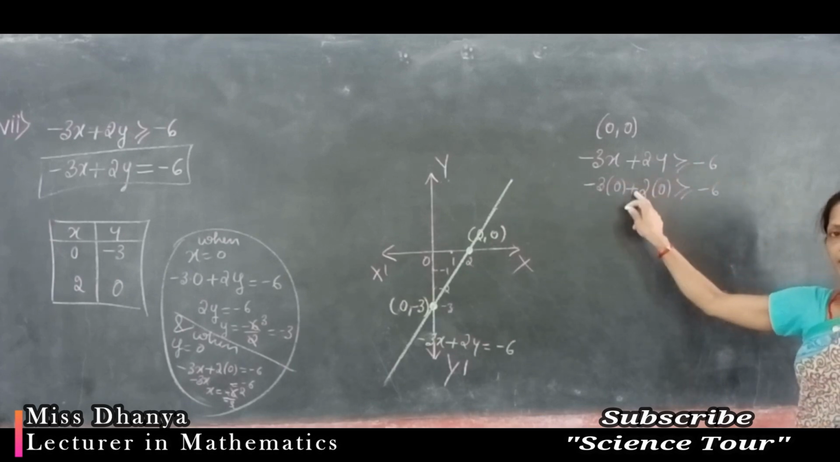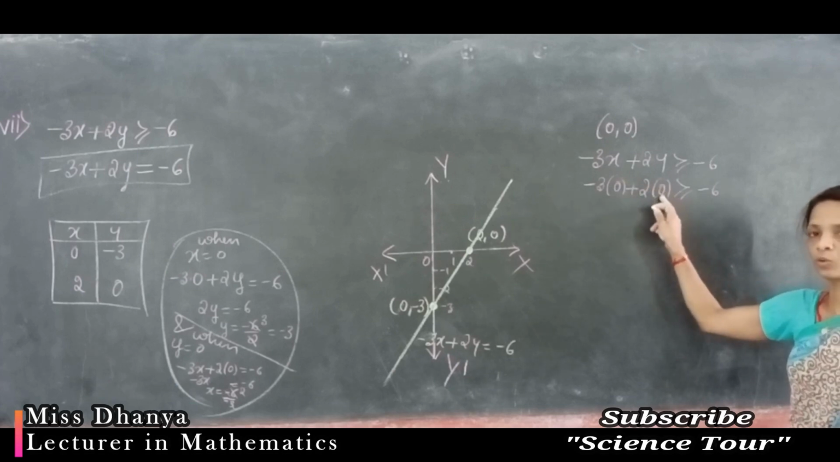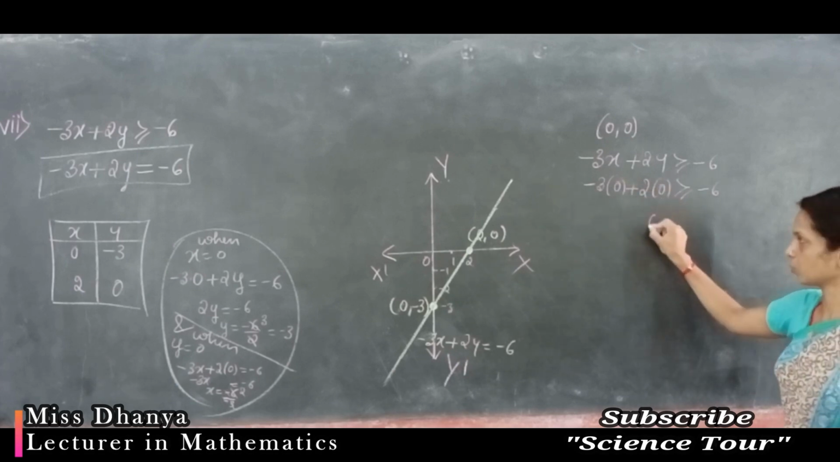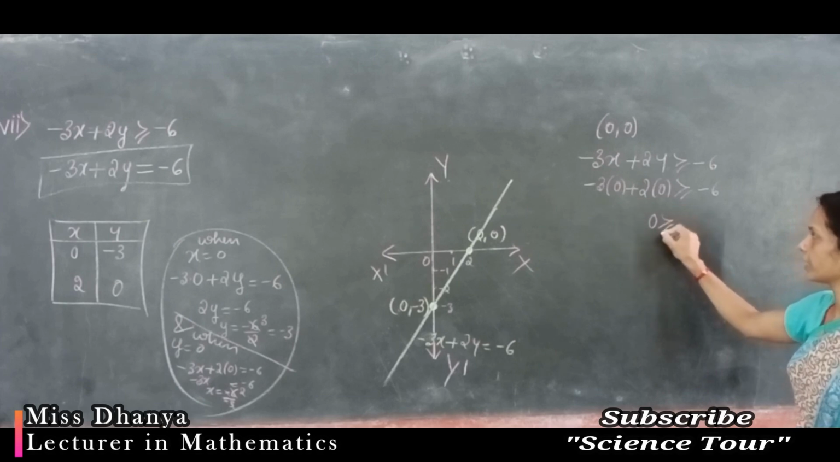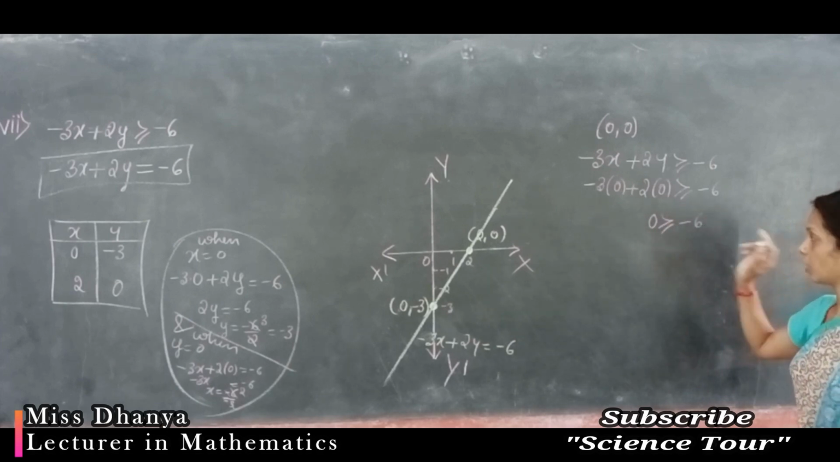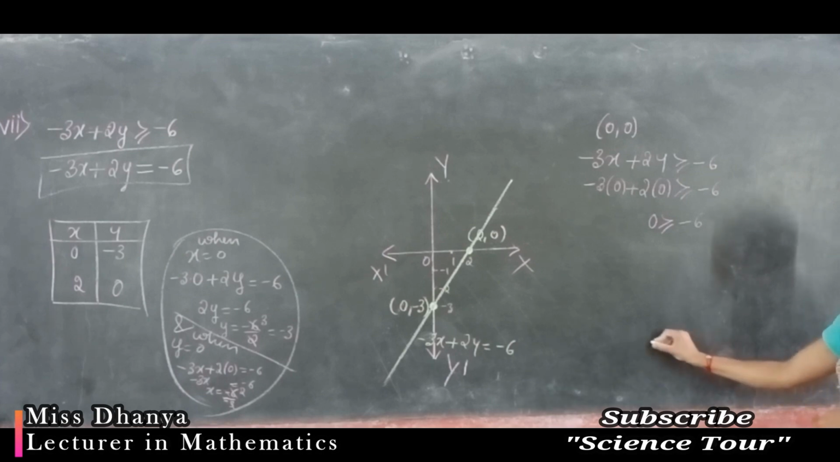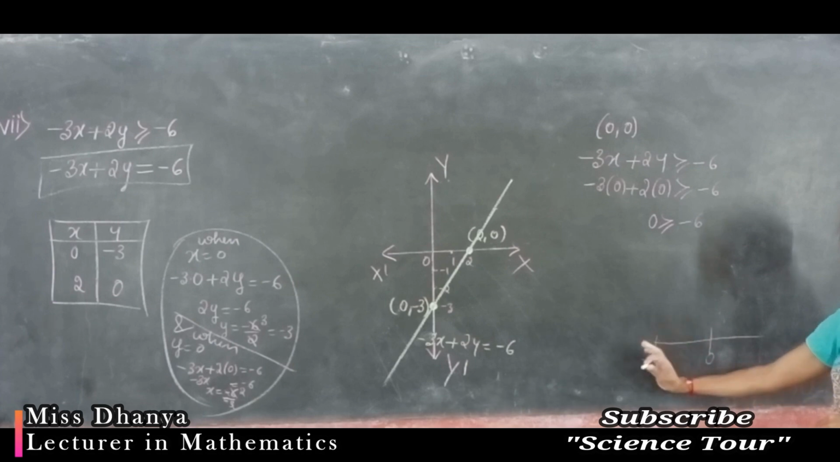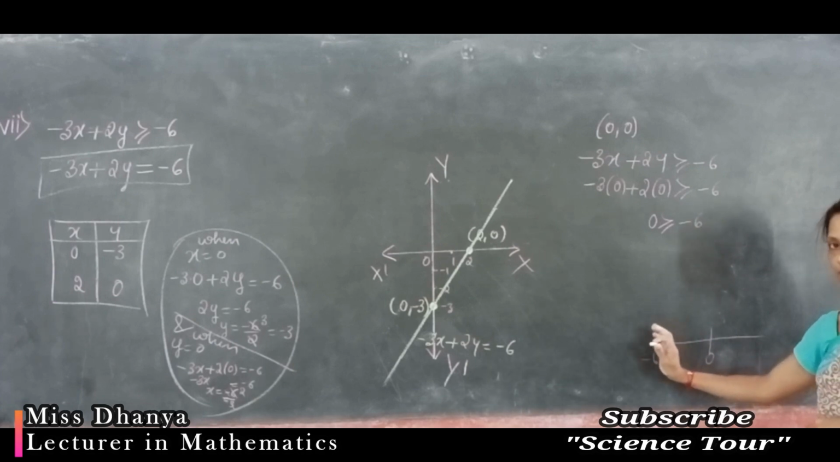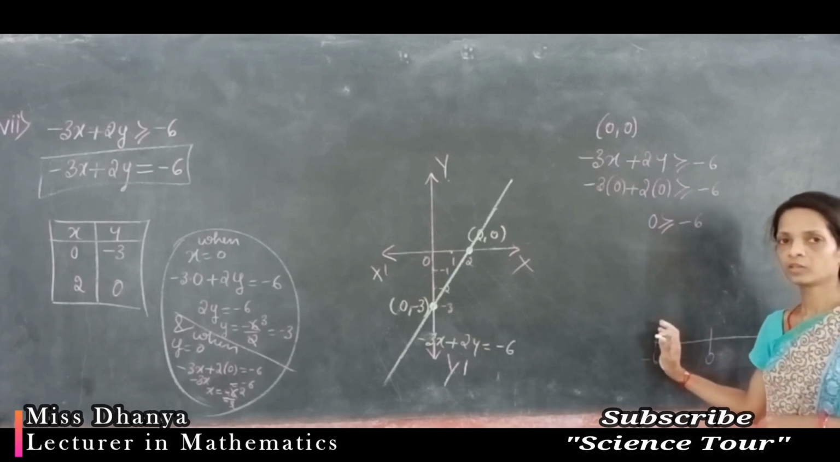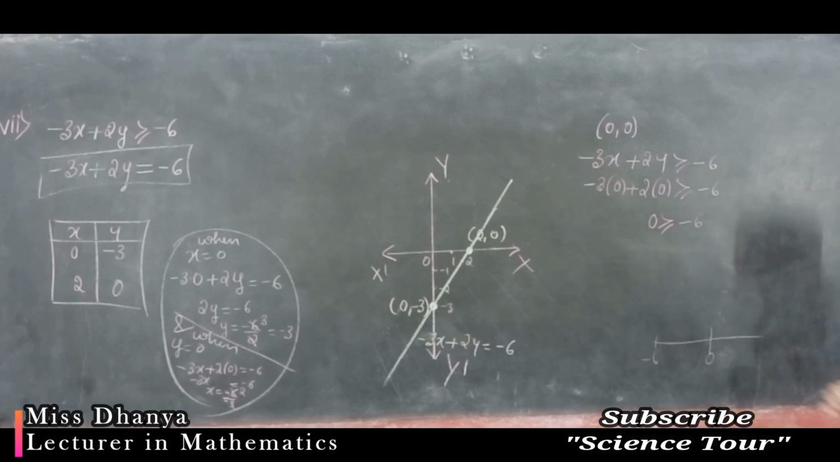0 into anything is 0, so both the terms will be 0. 0 plus 0 is 0. The left side is 0, greater than or equal to minus 6. Whether this inequality is a correct inequality or a wrong inequality: you know that on the number line you have 0 here and minus 6 here. Minus 6 comes first, so minus 6 is a smaller number than 0. So this inequality is a correct inequality.